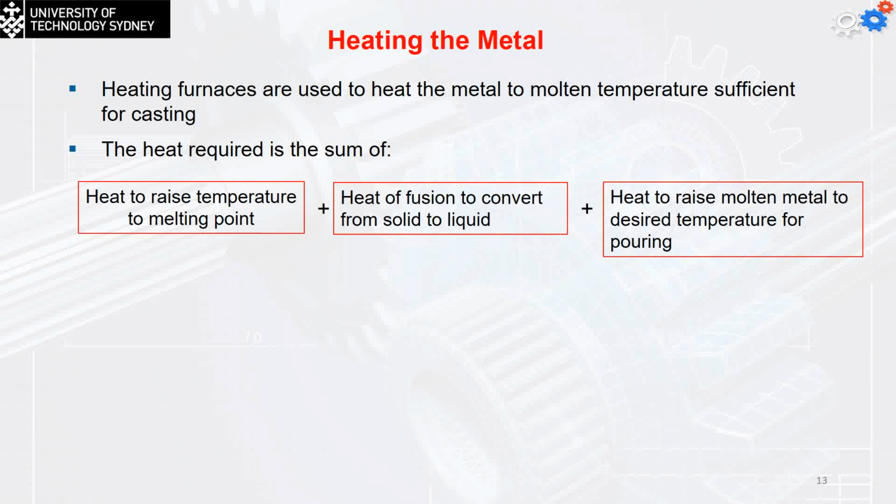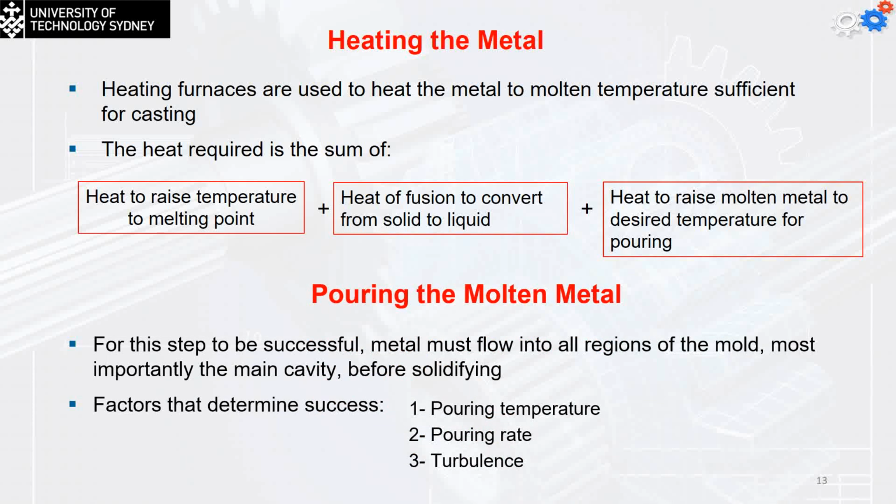The pouring of the molten metal at the right temperature is the first step to being successful. The metal must flow into all regions of the mold, and most importantly the main cavity, before it solidifies. The factors that determine the success of pouring the melted metal are that we must reach the pouring temperature, then the pouring rate, and the third one is the turbulences.